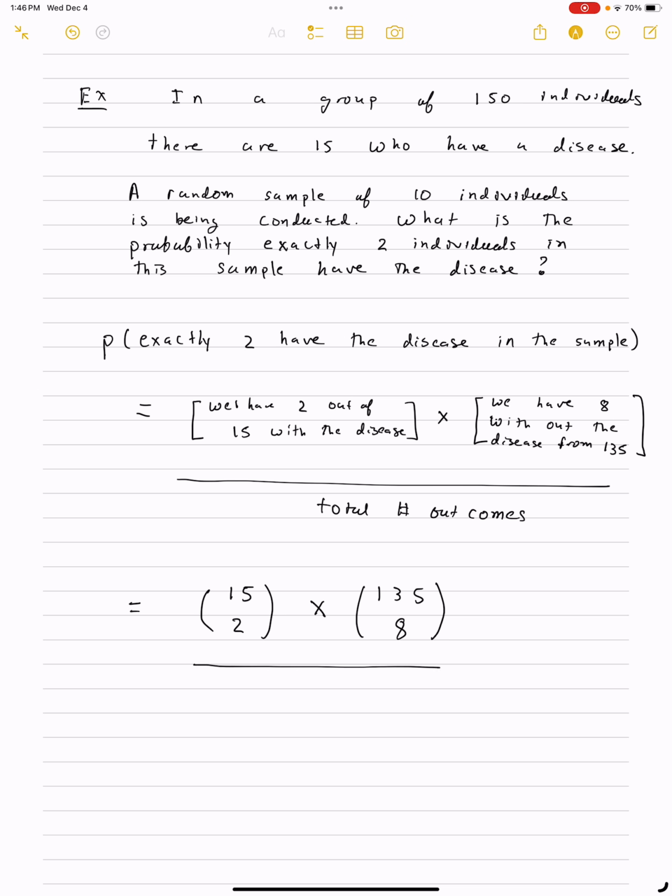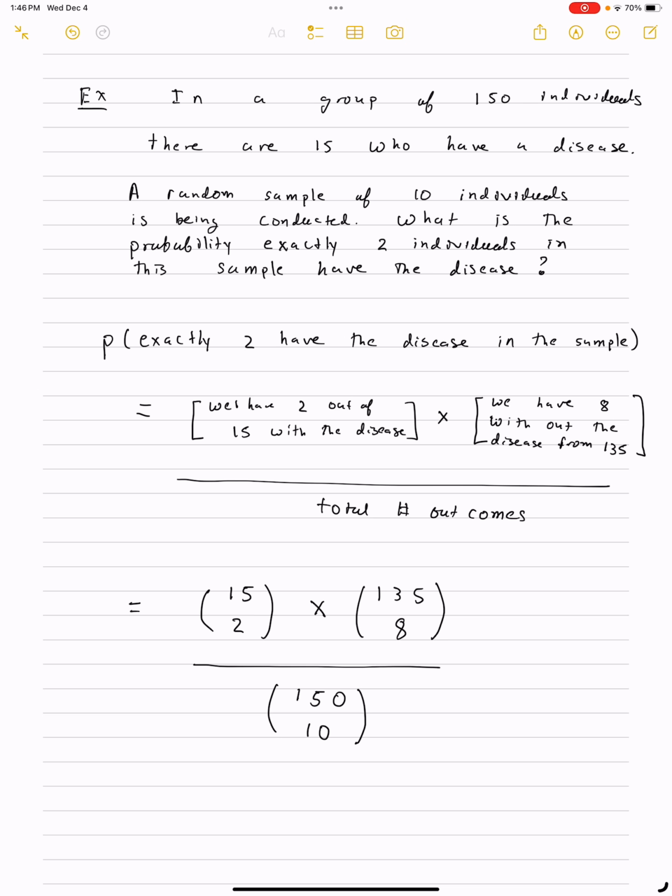Total number of outcomes, there's no way of ensuring that the sample has exactly 2 people with the disease. It could have no people with the disease. It could have all 10 people with the disease. All you're doing is taking a sample of size 10 from 150. Doesn't matter in which order you're selected, just matters that you're one of the 10. So the total number of ways to select people is from the pooled population or total population of 150, and that you're one of the 10. So 150 choose 10. And that's how you will calculate this probability.